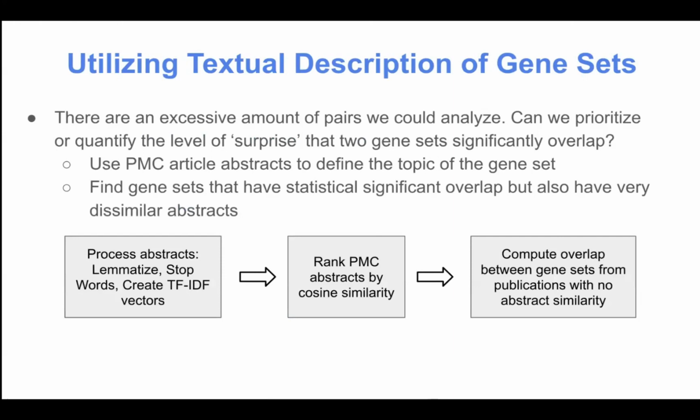What we decided to do is take these abstracts and process them, using natural language processing techniques such as lemmatization, removing stop words, and then creating term frequency-inverse document frequency vectors, which are basically vectors representing the count of words and how important they are in a piece of text. We can then calculate the cosine similarity between those vectors, and therefore the similarity of each abstract to each other abstract.